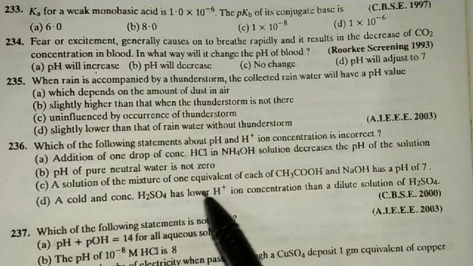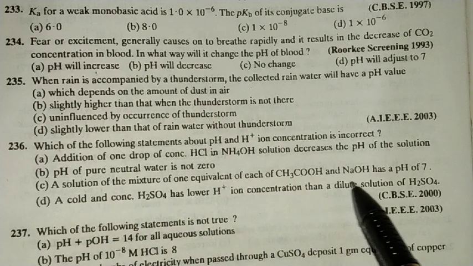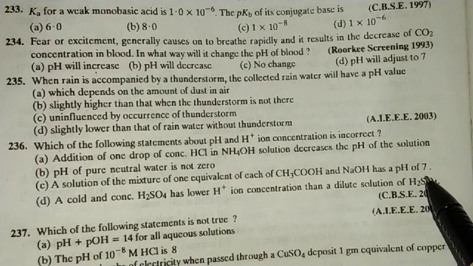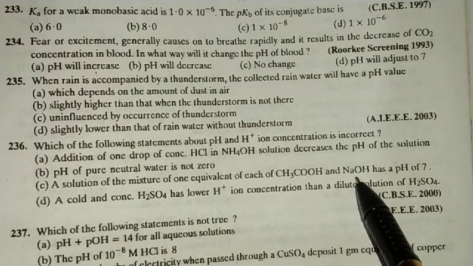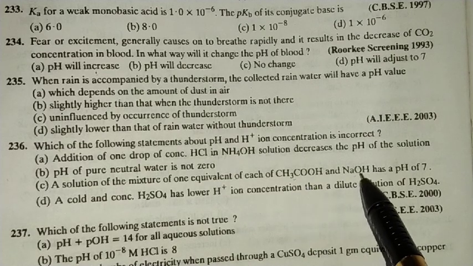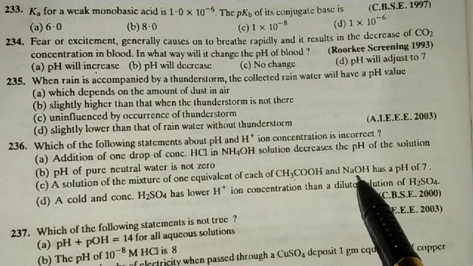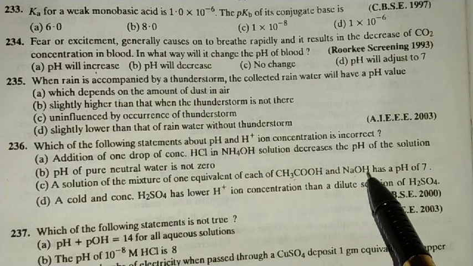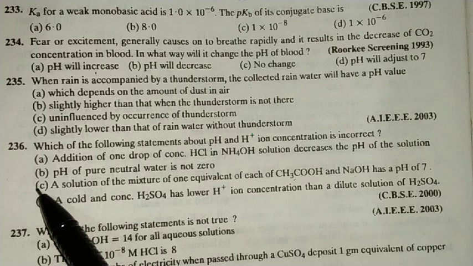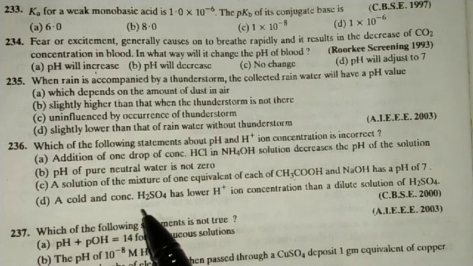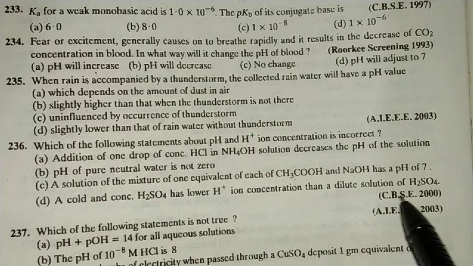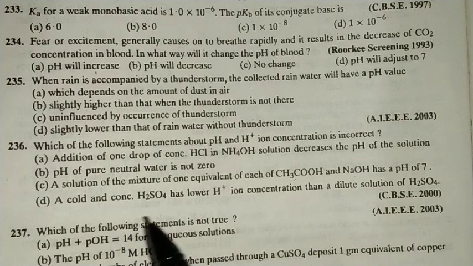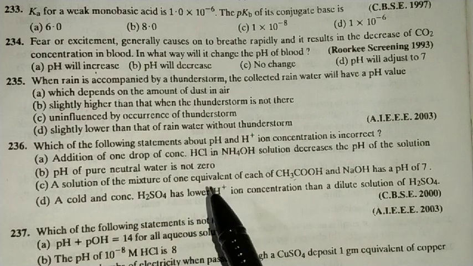A solution of the mixture of one equivalent each of CH3COOH and NaOH has a pH of 7. So it is not exactly 7. What is the reason? Because this is weak, this is strong. It may be more than 7. NaOH, if it is present, definitely it may be more than 7. That is why this is the incorrect statement. Last one is that a cold and concentrated H2SO4 has a lower H plus ion concentration than the diluted solution of H2SO4. Yes, it is exactly correct. On dilution, generally it decreases. Is it okay? So observe here.